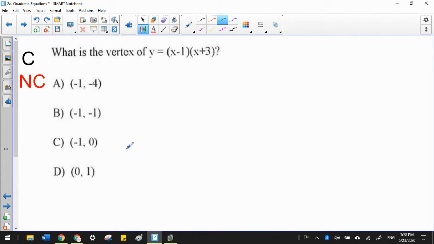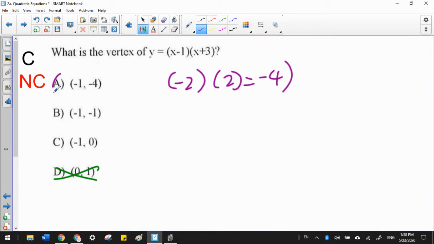Between these 4 coordinates, only one of them is correct for this equation. And you know, if I plug in 0, I'll get negative 1 times 3, which is going to be a negative 3. So D is a terrible answer. And now A, B, and C all have an x value of -1, so I just need to try plugging -1 into the situation, in which case I'll get -2 times 2, which gives me -4, and now I know A is a solution. Not all questions come this easy.